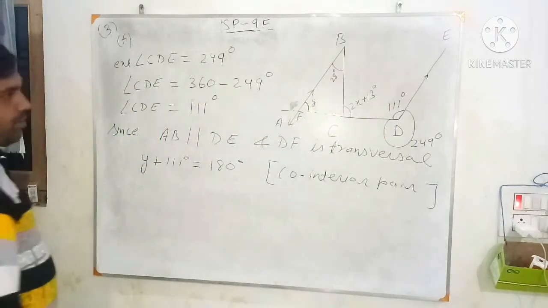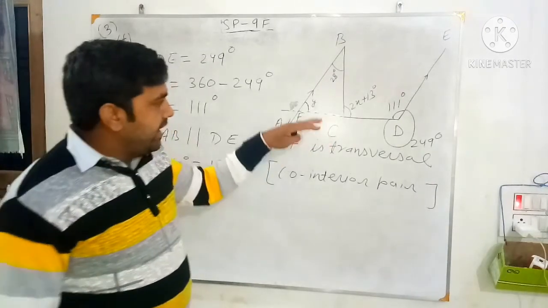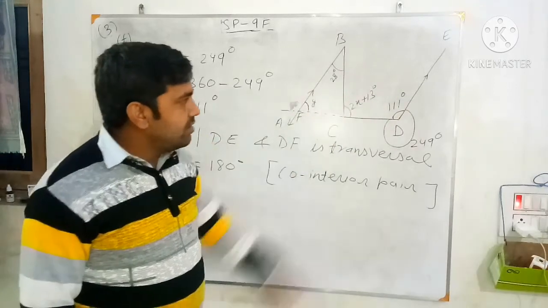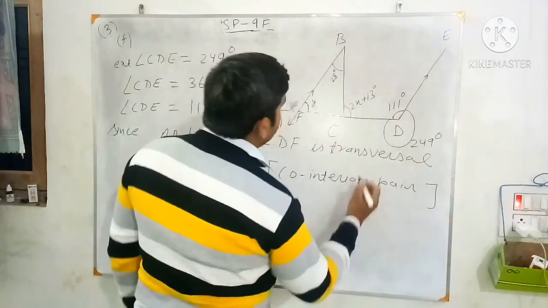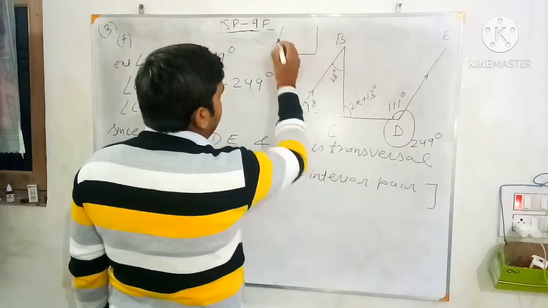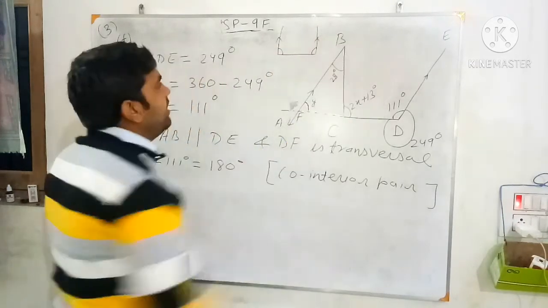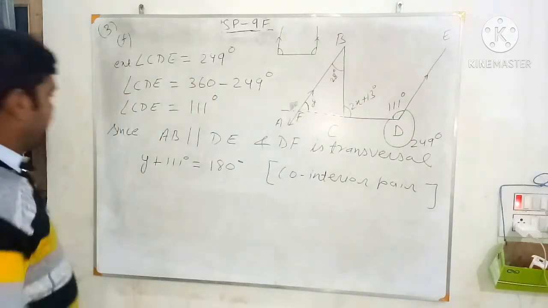Okay. So if both the angles lie on the same side of the transversal and both are inside the parallel lines, that is called the co-interior pair. So co-interior pair always makes letter C, like this. See, these two are parallel, so these angles are called the co-interior pair. As you can see, these two are parallel. This is the transversal.